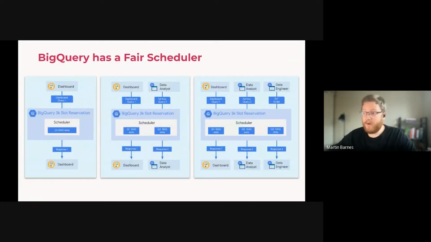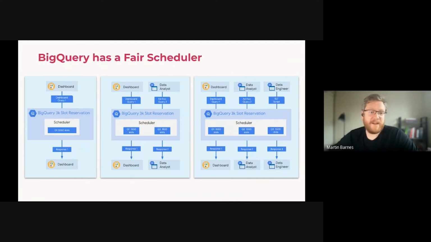Another important part around BigQuery utilization is this concept of fair scheduling. And this is really where BigQuery looks to ensure that everyone has their fair share of compute resources. So in this example, we have a BigQuery instance where you've got 3,000 slots available. So this could be a business that's decided to go flat rate. And they have one dashboard. And that dashboard can use all 3,000 slots to be as efficient and quick as possible.